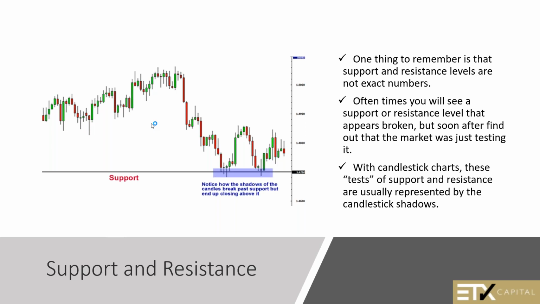Well, one thing to remember is that support and resistance are not exact numbers. We say them as numbers, but they're actually areas or levels because there's not a finite number that's going to tell us. Okay, so we build what we call support and resistance areas or zones. Now, we can get these in many ways.